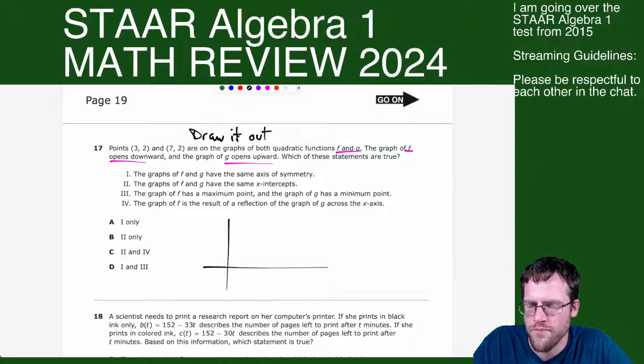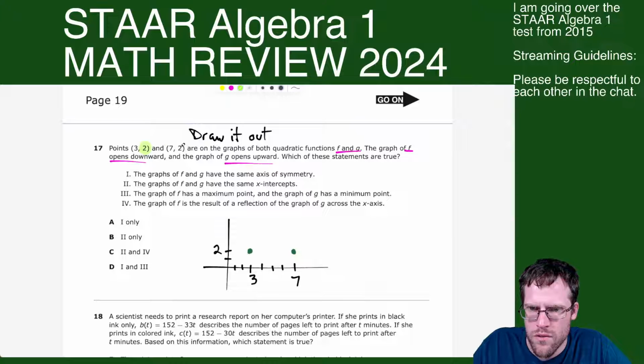Let's take a look. So we have 1, 2, 3, and then up 2. And then we have 4, 5, 6, 7, up 2. So what they're telling us here, if I plot these points, so 3, 2 is here, 7, 2 is here. And notice that the y values match. So y equals 2 shows up twice. That's very important.